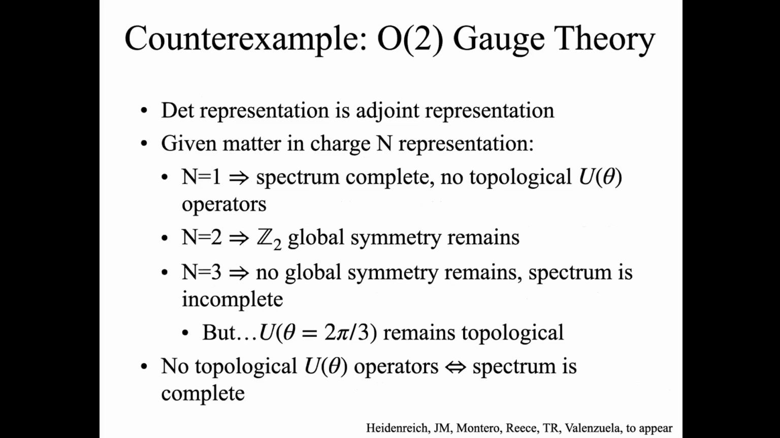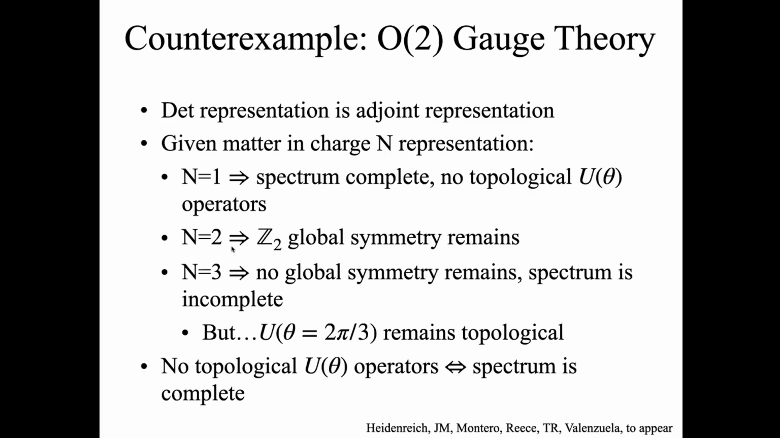And so we can understand what's going to happen to the topological surfaces when we have matter in different representations. Here, for O2, the adjoint representation is the determinant representation, so you have a gluon in this representation. You can add in matter in other representations, and you can see how this affects the spectrum of topological operators. If you add in matter in the charge 1 representation, this is going to give you a complete spectrum by considering the tensor products and considering multiparticle states. And indeed, there will be no topological surfaces whatsoever. So when the spectrum is complete, there are no topological surfaces.